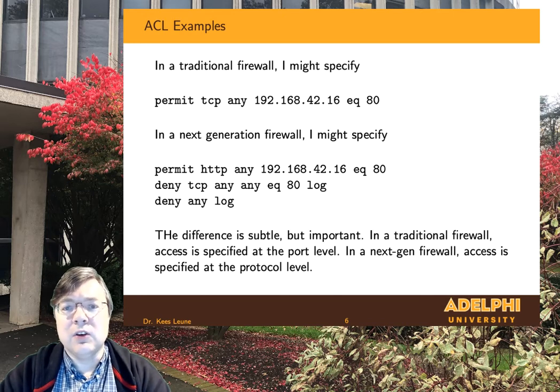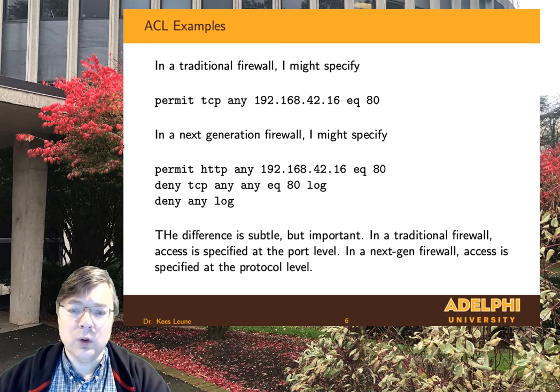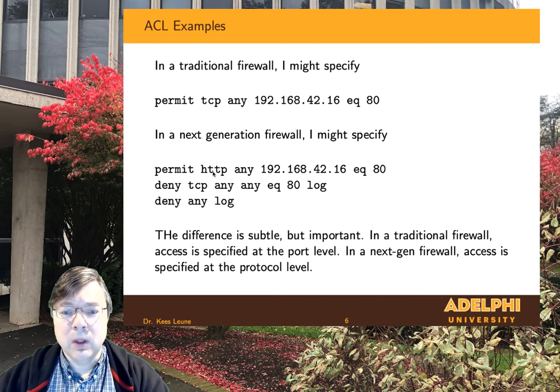In the next generation firewall, I might be a little bit more complete. I might, for example, describe that we're not just permitting TCP, but we're permitting HTTP from anywhere to that IP address and that port number. And at this point, we have a subtle but very important difference. The difference, of course, is that TCP in the firewall rule up here has been replaced with HTTP down here, where this would be a transport layer protocol and this would be an application layer protocol. So a subtle distinction, but an important one.